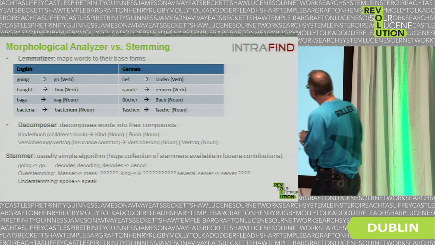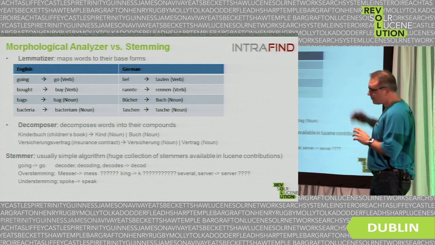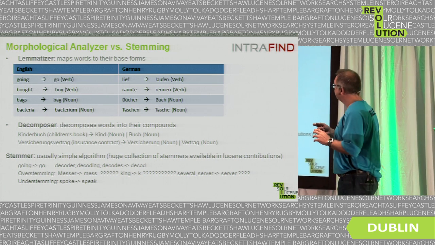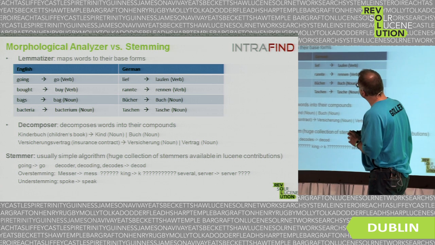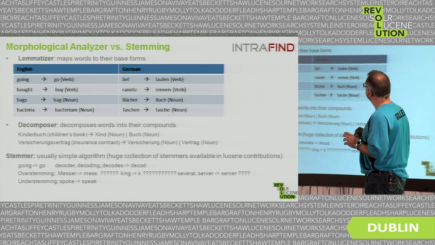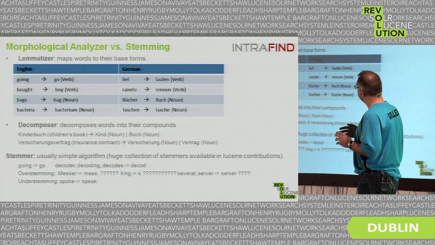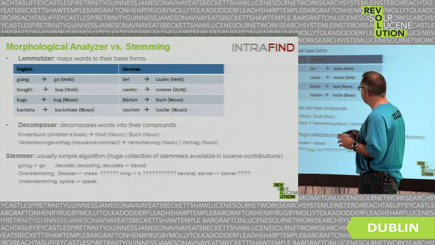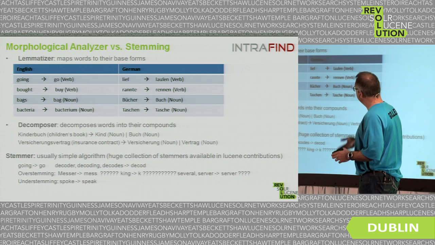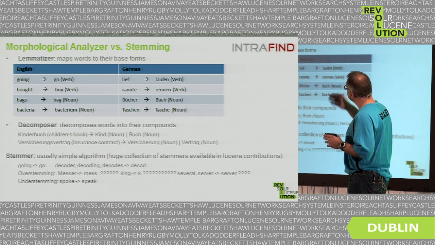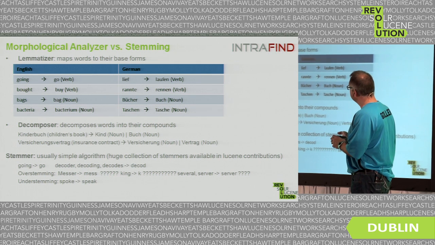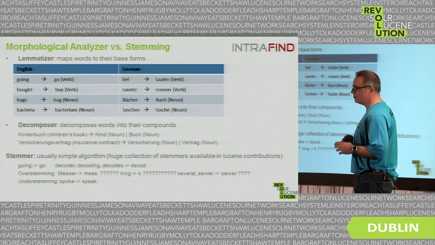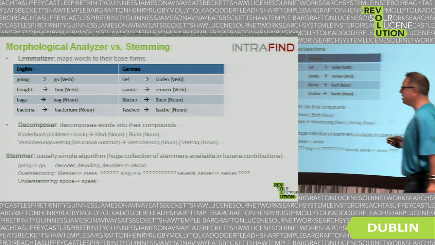So if you look at a comparison, what a lemmatizer does is it maps inflected forms of words to their base forms. So for example, here on the left side for English, for going, the lemmatizer knows this is a verb form, and the base form of this verb is go. So it produces the base form and the category, which in this case is verb. And the same for irregular words like bought, the base form is buy, it's also a verb. Bags, it's the plural of a noun which has the base form bag. So this is what a lemmatizer does.